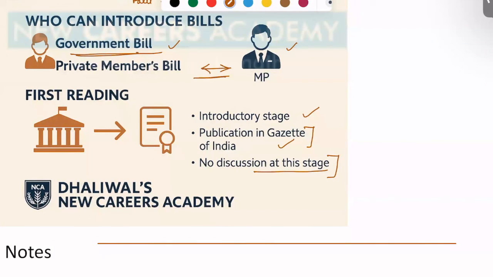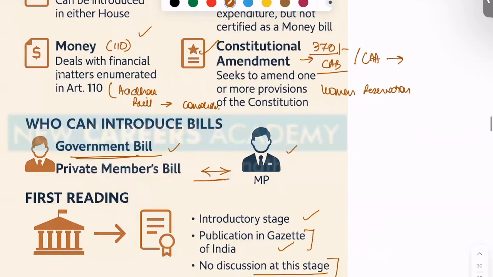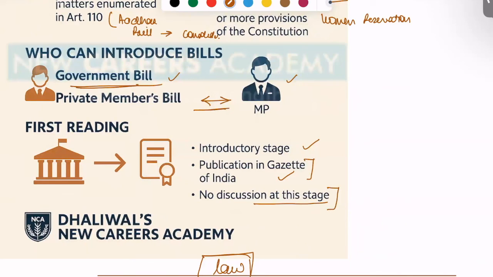A bill, when passed and signed by the president, is called a law. So till that time it's called a bill. First of all, what are the types of bill? Money bill, financial bill, ordinary bill, and constitutional bill. Who can introduce these bills? An MP or the government. When I say government, it's a government bill. Otherwise it's introduced by an MP.